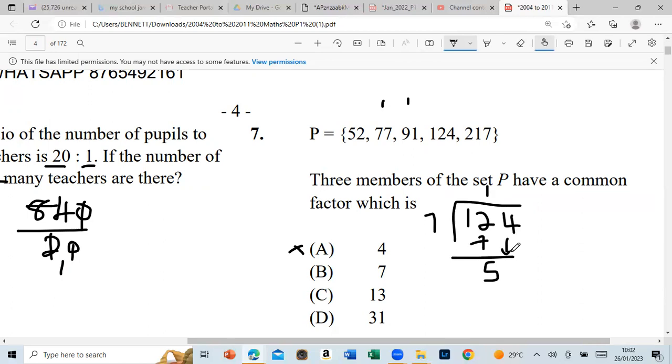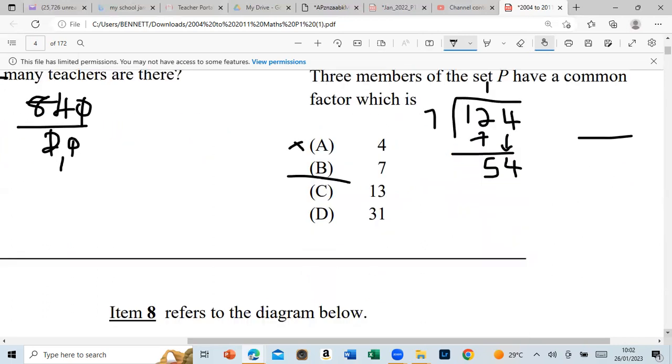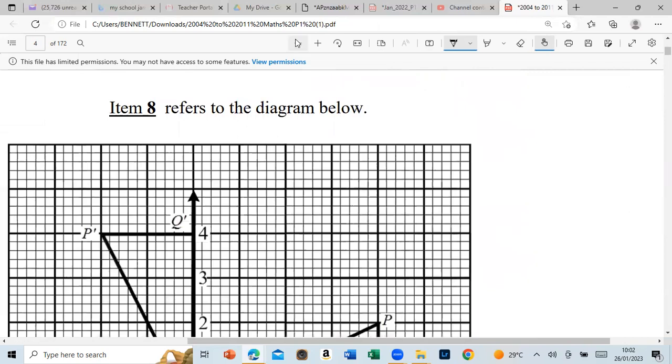7 can go into 54. Alright, so I'm gonna try 270. Come on. 31. Yeah, 31. So it's 7. The answer would be 7. I've done this question before. I've seen it before. Alright, let's big up this one.